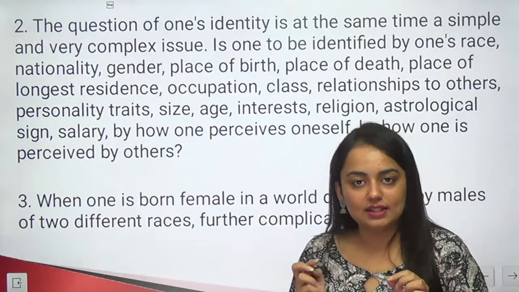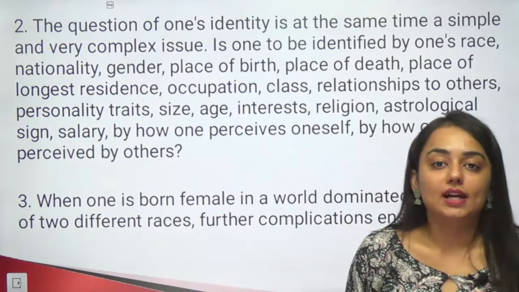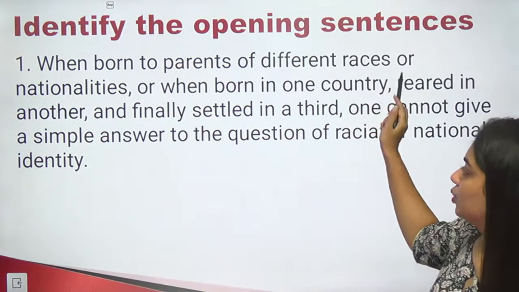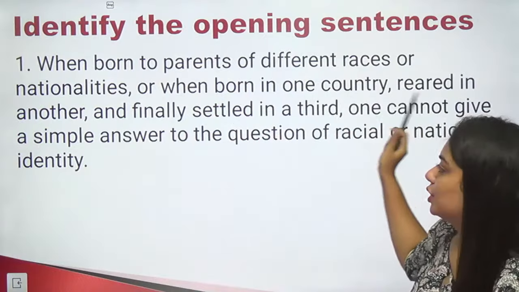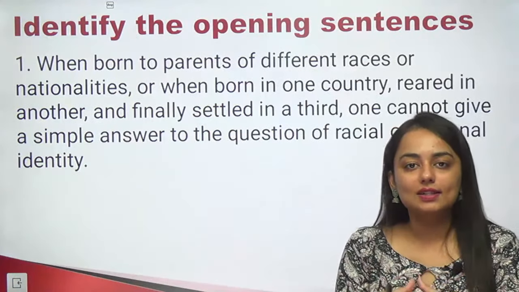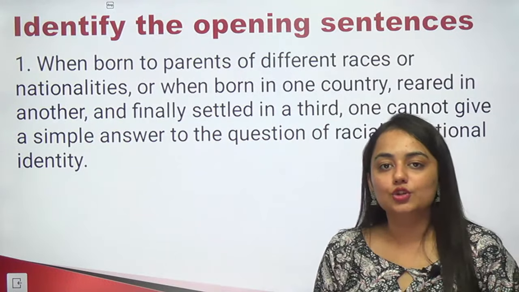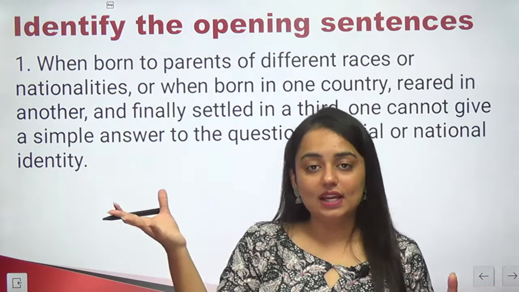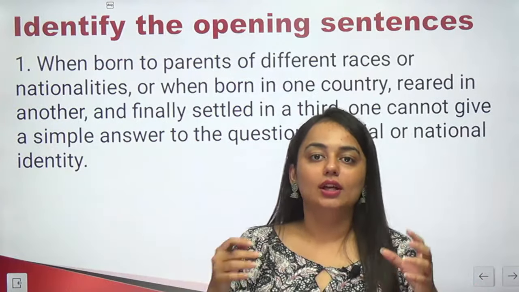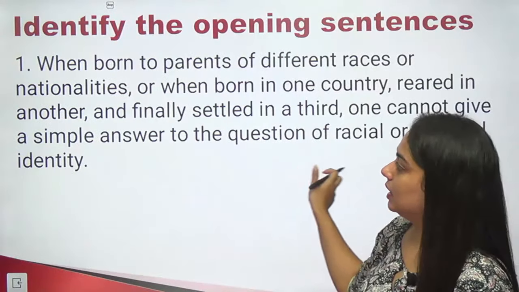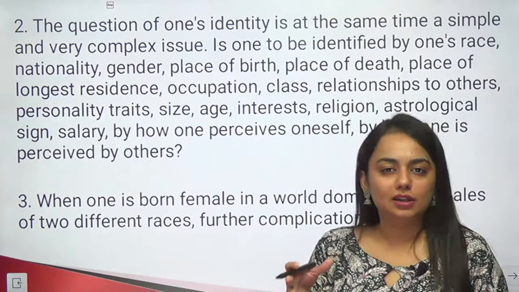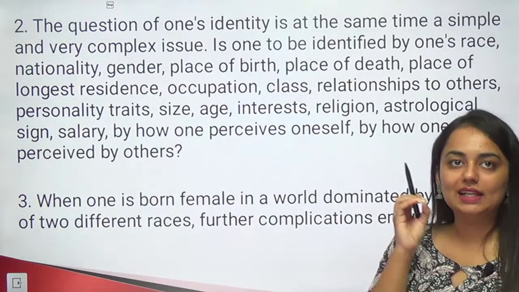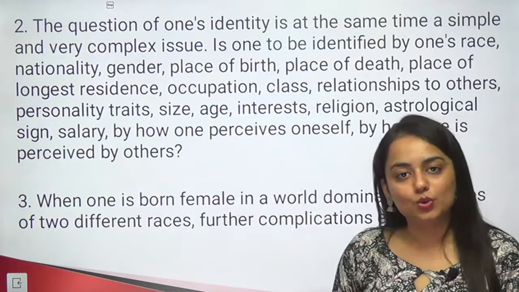This can be an opening sentence. The topic of one's identity has been introduced here. And in this sentence, when born to parents of different races, nationalities, or when born in one country and reared in another, just the residence or the parental influence is considered. So you see, we move from a general idea to a specific idea. Once the issue of one's identity has been mentioned, the writer or the speaker is moving on to the particular case of being born in a particular country, or it depends upon the residence of a person. So the opening sentence, which you can clearly see here, is the second one.